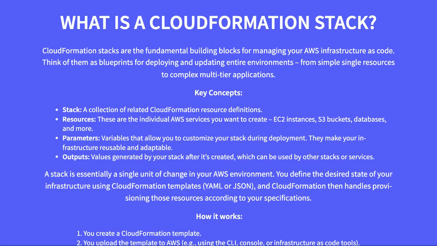Okay, let's talk about CloudFormation stacks. They're really important for managing our AWS infrastructure with code. Essentially, a stack is like a blueprint, a collection of related resources we want to create and manage together. It can be as simple as one EC2 instance or as complex as an entire web application architecture. The key thing to understand is that stacks are built around resource definitions, things like servers, storage, databases, you name it. We can customize these stacks using parameters, which are basically variables that let us tailor the infrastructure to our specific needs. And when the stack is created, it generates outputs, useful values we can use in other parts of our system. Think of them as a controlled way to define and deploy entire environments one step at a time.